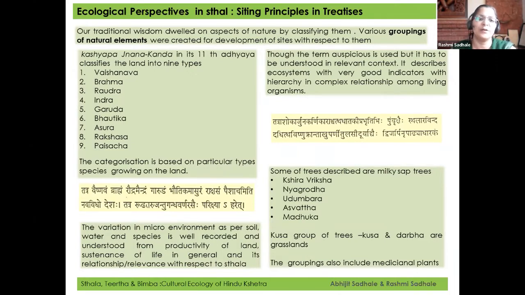The traditional wisdom, starting from the appraisal of the individual species to the identification of the habitats, elaborates on the grouping of the elements for site development. Kashyapa's Jnana Kanda speaks about the nine types of land, understanding the grouping and relationship of the ground and water ecosystem. So Sthala for development is evaluated for the productivity of the land, the sustenance of life forms in the land, and its relation and relevance with respect to Sthala.